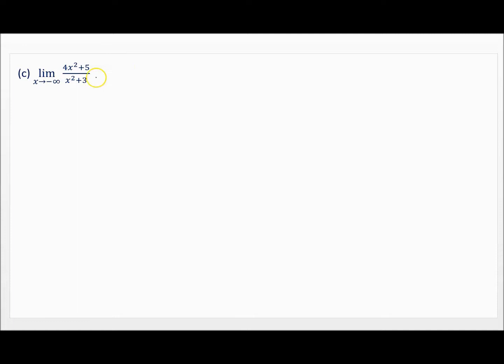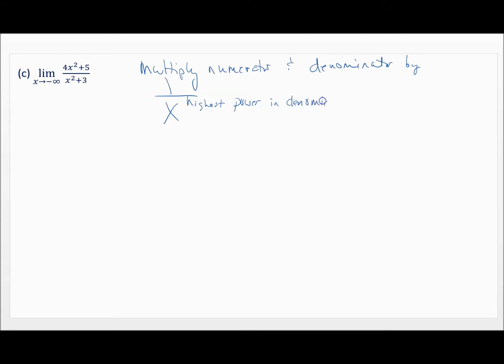If you have a fraction like this, you multiply the numerator and denominator, I know that is so hard to read, I'm sorry, the numerator and denominator by 1 over x to the highest power in the denominator. You'll see it happen, okay? And then simplify. Then you can use your theorem that we just used a minute ago to evaluate this limit.